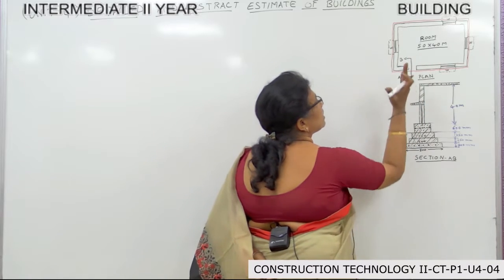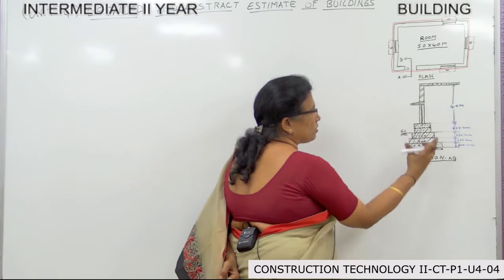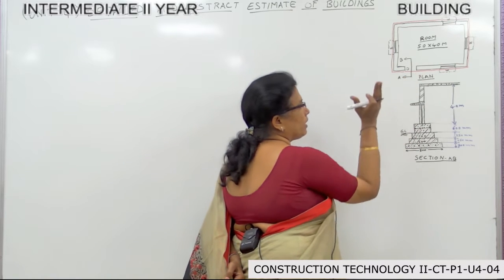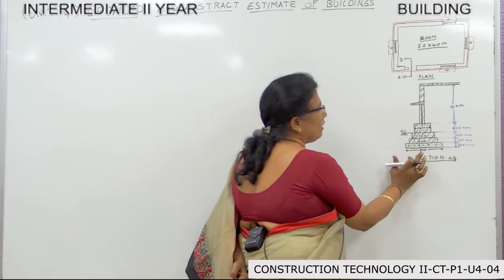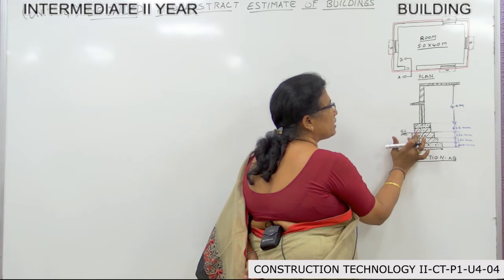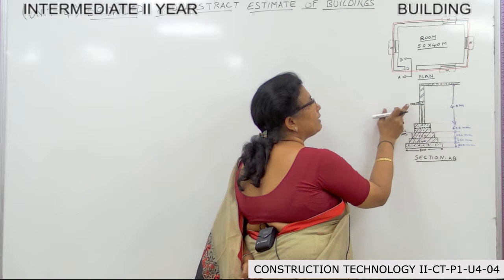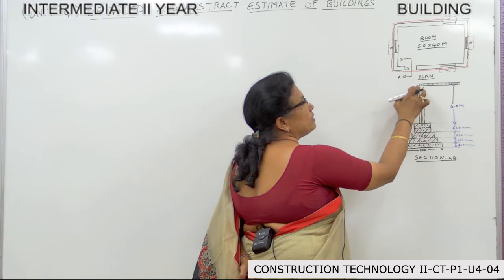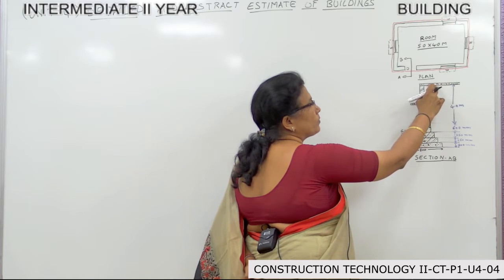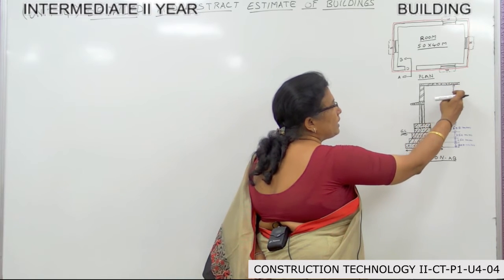Now we have taken a section at this point, A and B. That is drawn here. This is below the ground level and this is above the ground level. Below the ground level you are seeing the CC bed, first footing, second footing, basement, door, lintel, sunshade. This is the superstructure over the door and this is the roof. Now the dimensions are given here.